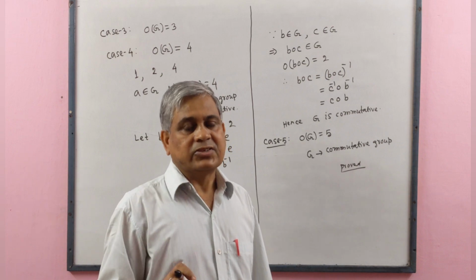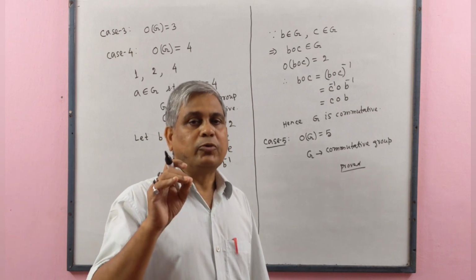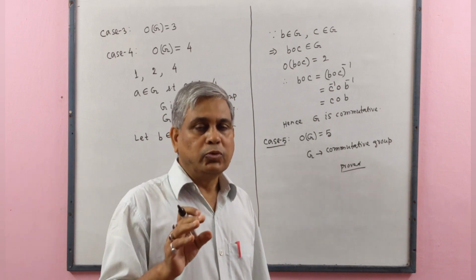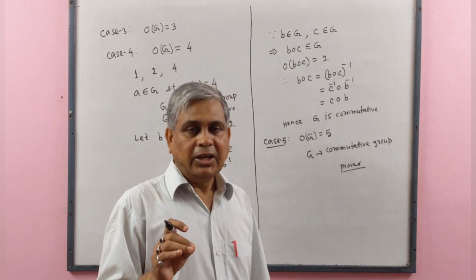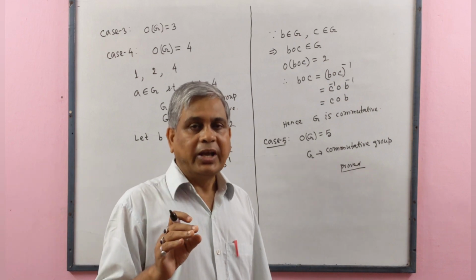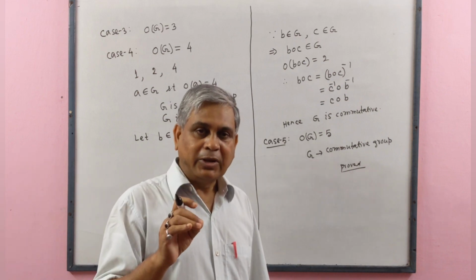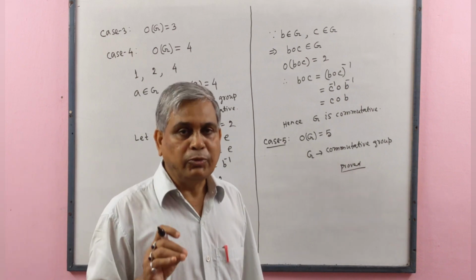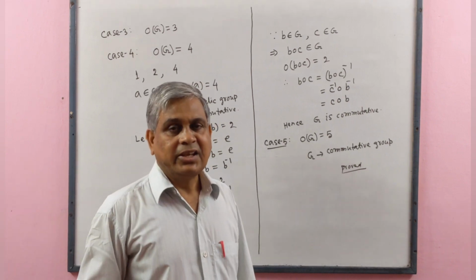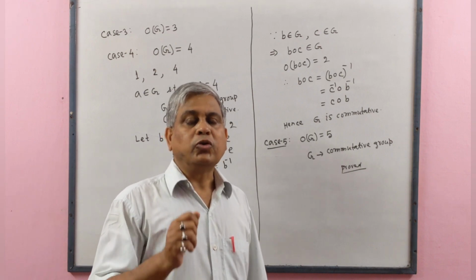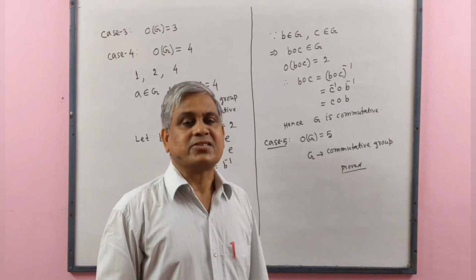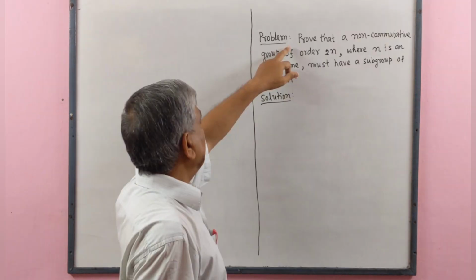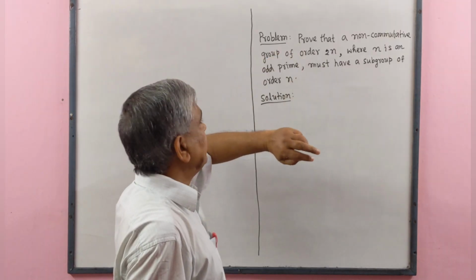Therefore, in each case, for the order of group 1, order of group 2, order of group 3, order of group 4 and order of the group 5, we get that the group G is a commutative group. Hence, a group whose order is less than 6 is a commutative group. Now we solve the next problem.